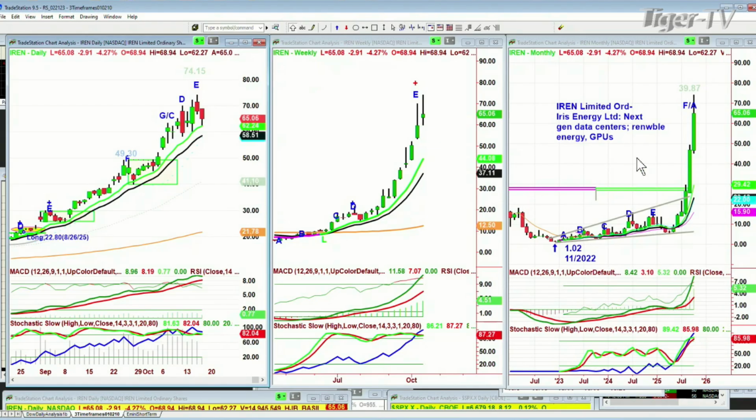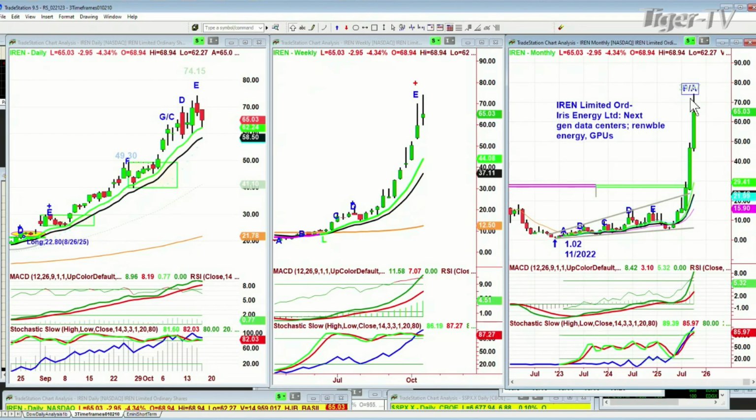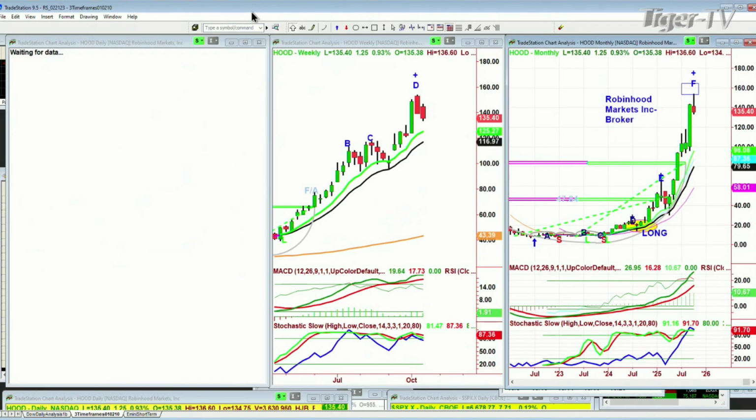Next generation data centers, renewable energy, GPUs. This area was just unbelievable. And it suddenly started to stall a little bit. Yes, it made an all-time high yesterday, but I'm watching this closely together with Robinhood. And these to me are all market clues that we're getting kind of toppy here.